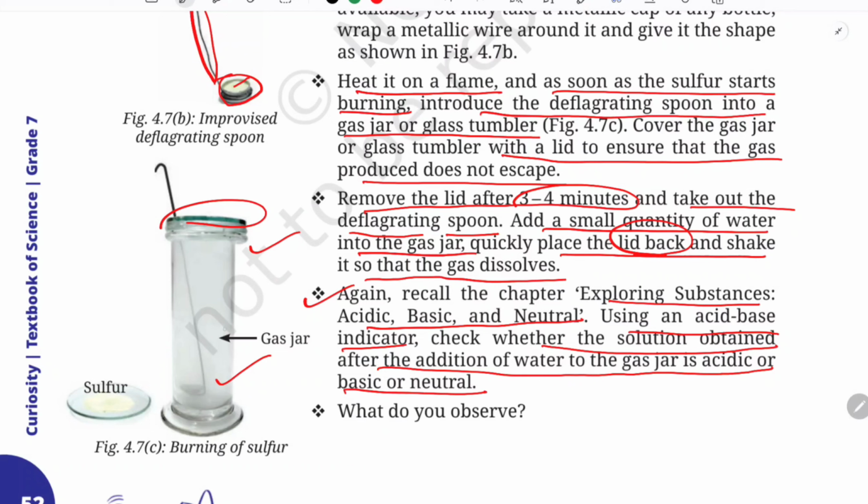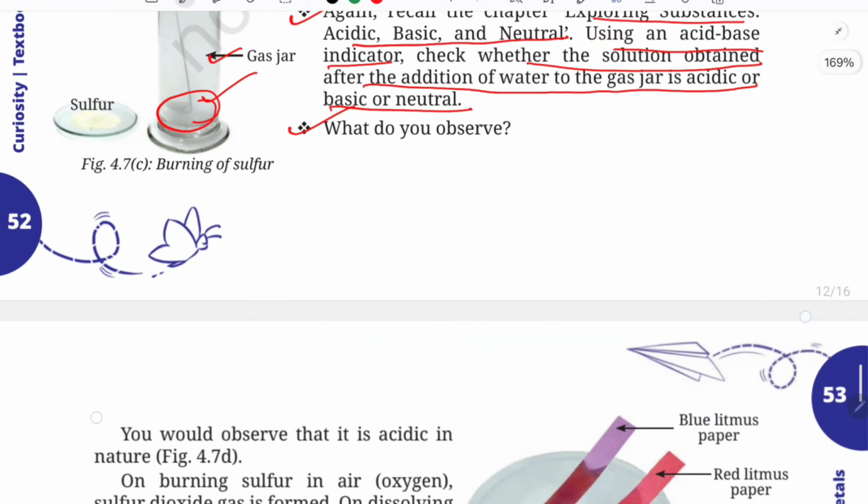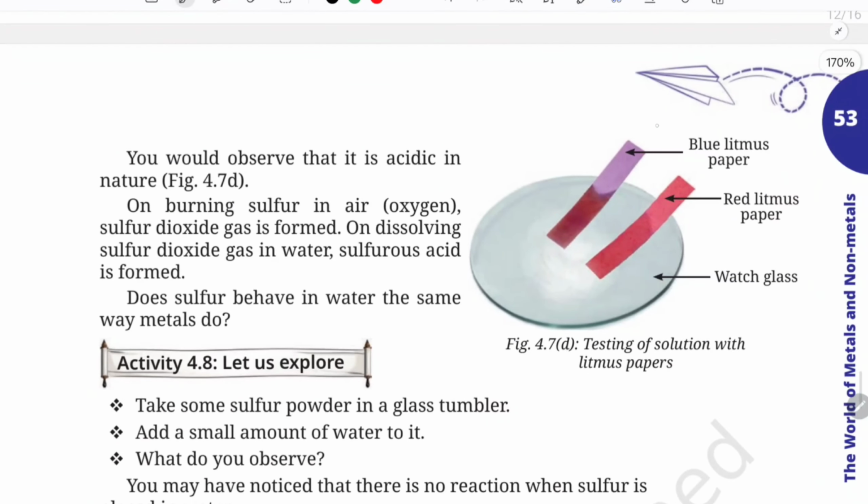So we added water so that we can check the nature of this gas which is present inside this glass tumbler. What will we observe? As this is a non-metal, it will turn blue litmus paper into red, and red litmus paper stays red. That is, it is acidic in nature. You would observe that it is acidic in nature.